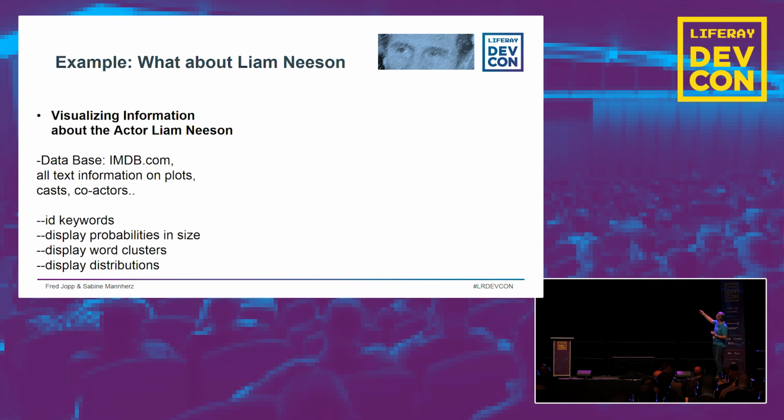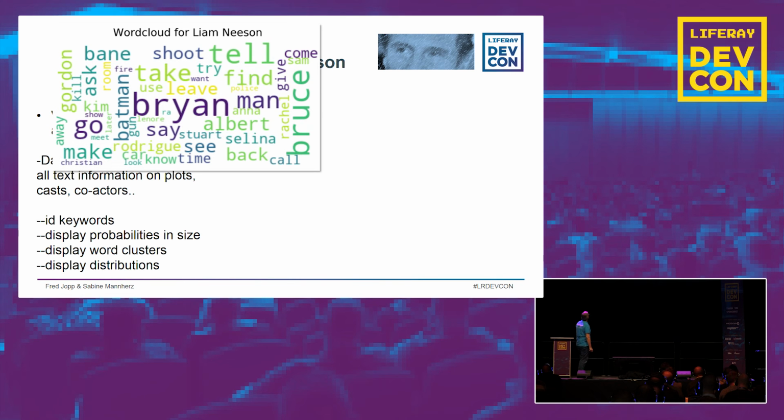And then we identified the keywords, and we displayed the probabilities, the likeliness that some of those things would appear if the name Liam Neeson comes up on the IMDb. We displayed this as word clusters, and on the basis of that we made recommendations. So what finally comes up is a word cloud like that.